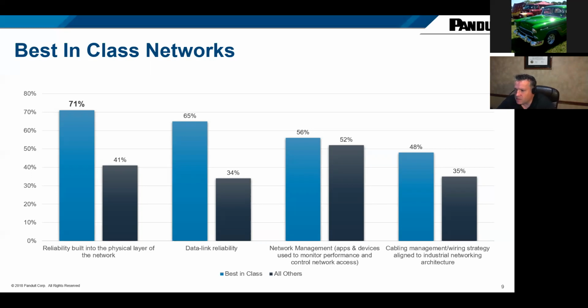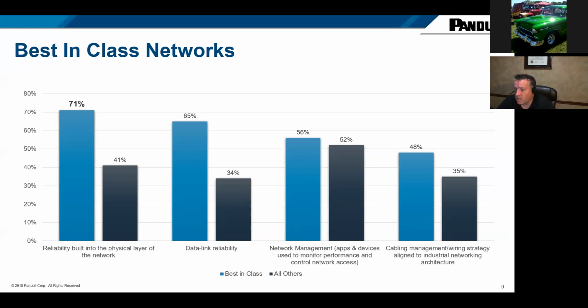And you'll see the first two are very wide gaps, 30% or greater here. First, the best in class were building reliability into the physical layer of the network. So again, not a Panduit statistic. This came from Aberdeen Group, but they found that top performers were focused on the physical layer, like I just spoke about earlier on the previous slide.